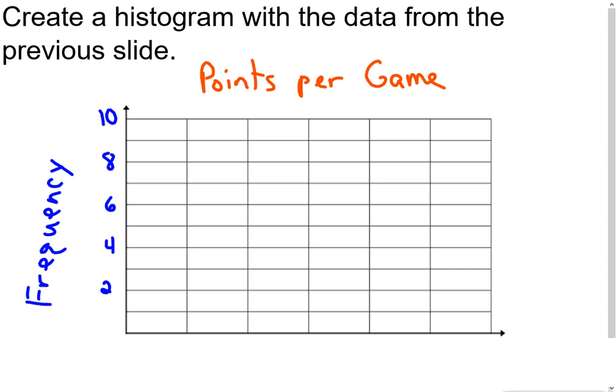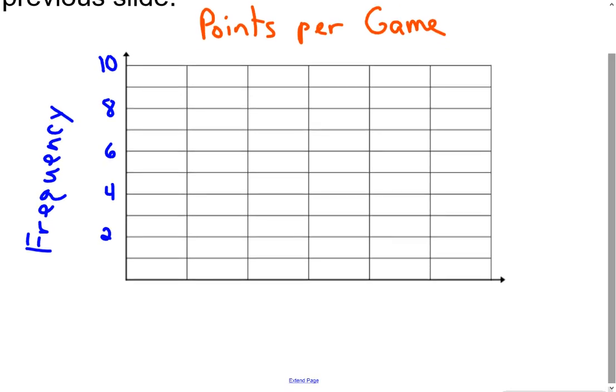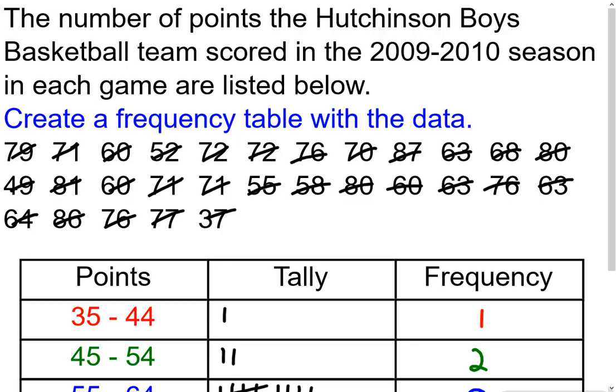And then remember, along our x-axis, that's going to talk about our different intervals, which is going to talk about the points scored in each game. So I could probably title my x-axis the same as I did the title of this graph. I'm going to call it, well, we're just going to go with points. We just need that. And then we just have to have our intervals. So come back and look at those different intervals. We had 35 to 44, 45 to 54, so on and so forth.